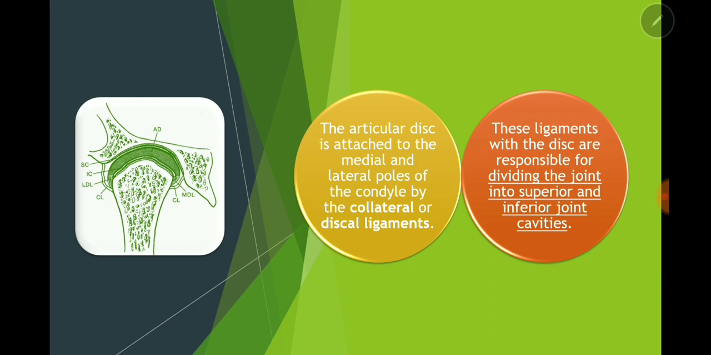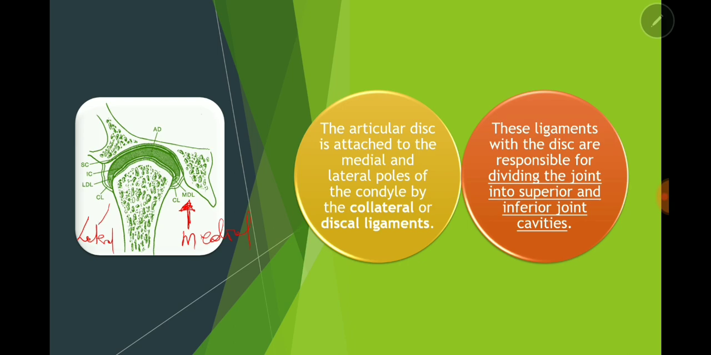All right. So the articular disc is attached to the medial and lateral poles. This is the medial. This is the lateral. And you would see the labels MDL, meaning medial ligament, and LDL, that's not lipoprotein, that's LDL, meaning lateral ligament.